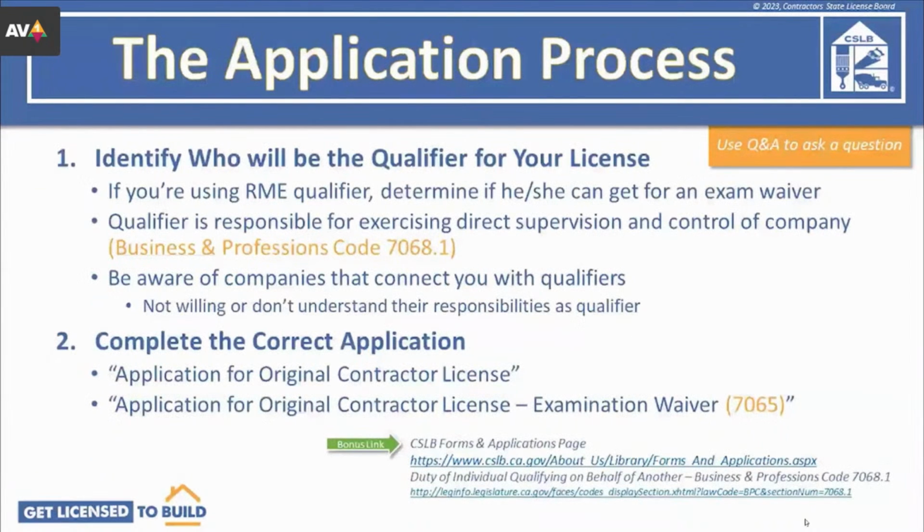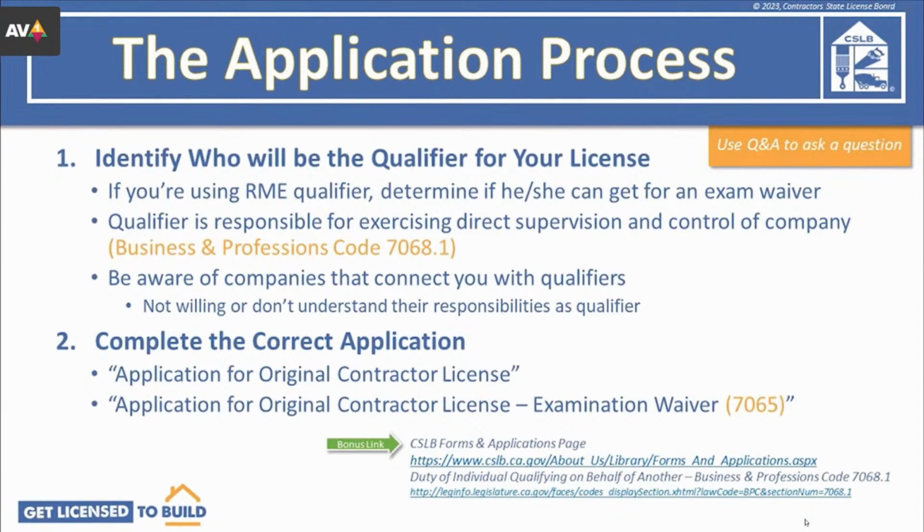Okay, now let's break down the steps of the application process. First, identify who will be the qualifier for your license. That person will be responsible for exercising direct supervision and control of the company. If you're using an RME, or responsible managing employee, as your qualifier, determine if they can qualify for an exam waiver. Be aware of companies you pay to connect you with a licensed qualifier. In some cases, these qualifiers cannot exercise the direct supervision needed, or they aren't willing, or don't understand their role as a qualifier.